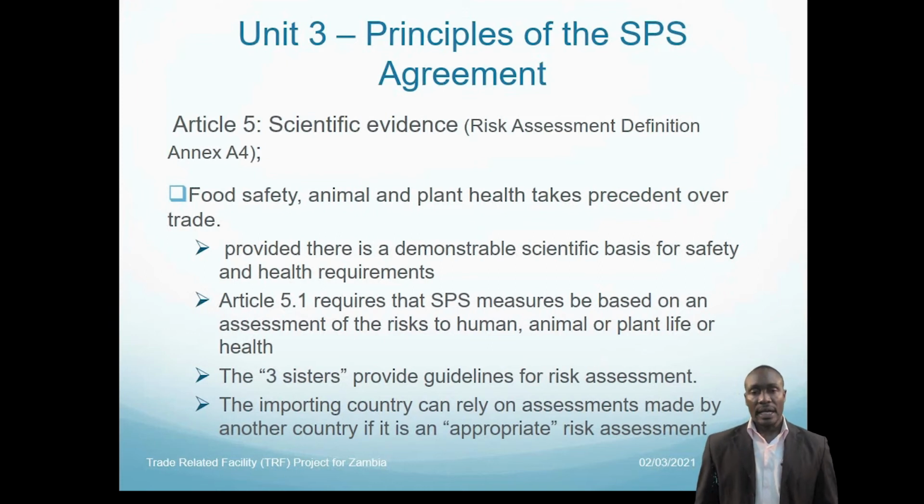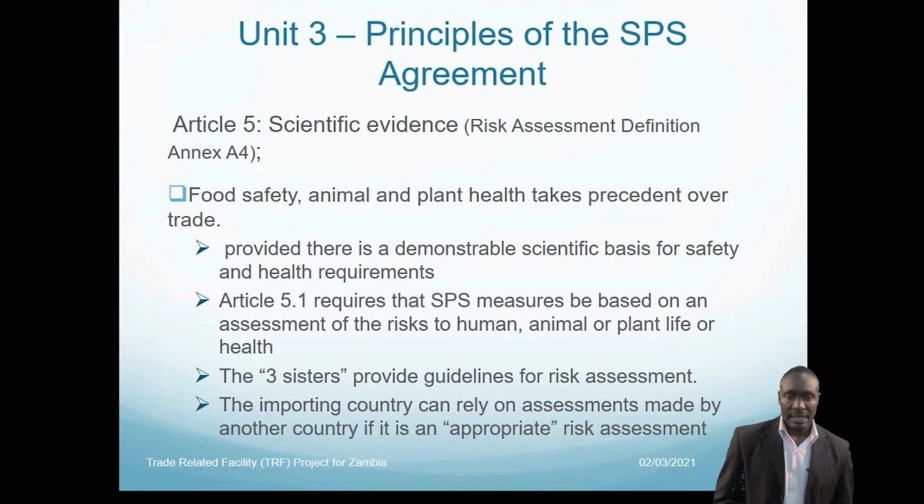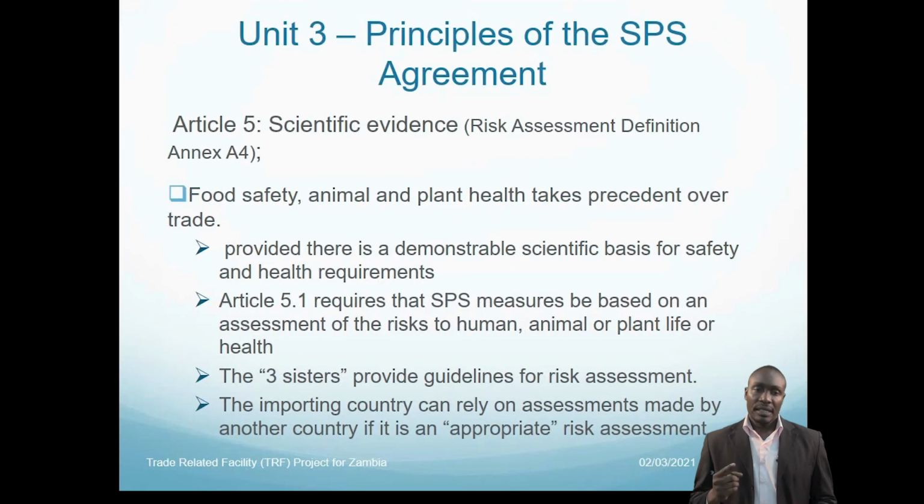Scientific evidence, we are looking at the risk assessment, and this definition is given in Annex A, Part 4. The starting point for risk assessment is that food safety, animal health, plant health must take precedence over trade. So you can't trade in something that has a chance of passing on health consequences to the consumers, or trade in some commodity that has a chance of spreading pests and diseases in your country. So that should be taken as a first criteria before you trade. Is this commodity safe for our consumers, safe for our animal populations, safe for our plant populations? Yes, then you can trade.